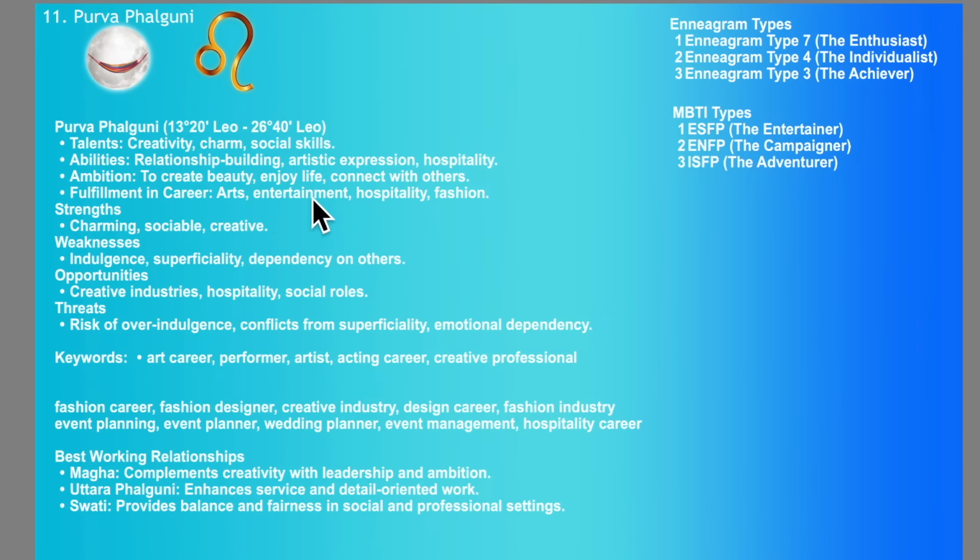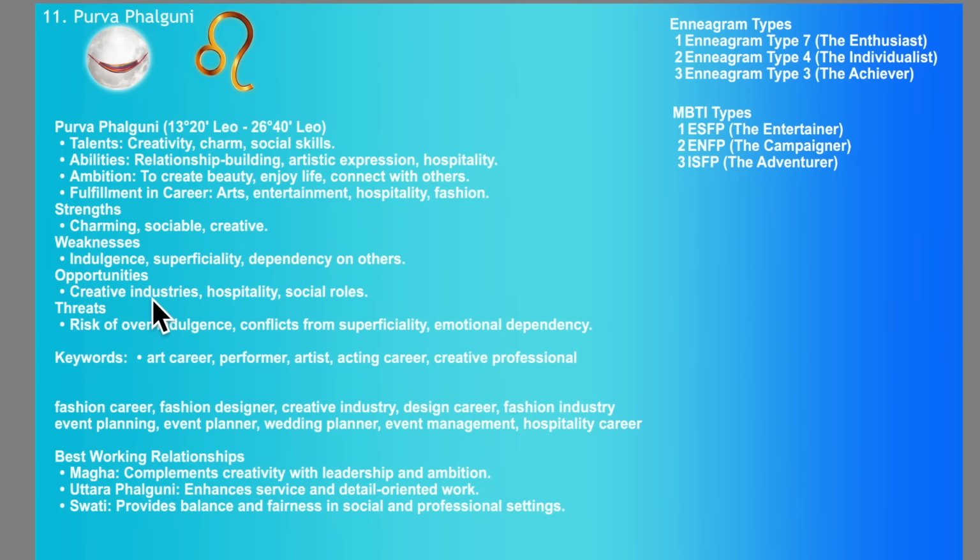Everything to do with arts, entertainment, fashion is Purva Phalguni. Their strengths are they're charming, they're sociable and creative. Their weaknesses are they're indulgent, they can have superficiality and have dependency on others. This dependency on others gets them into relationship issues. That's why all these popular film stars have all kinds of relationship issues going on, right? They are in their 10th or 110th marriage.